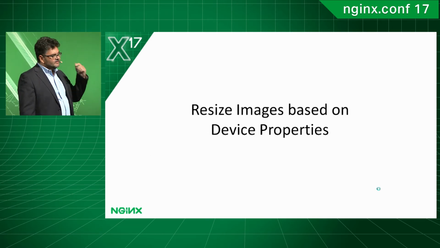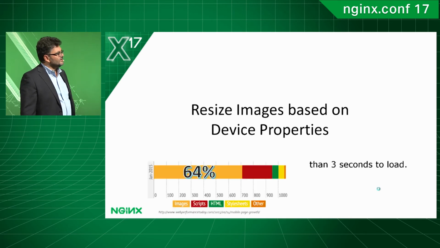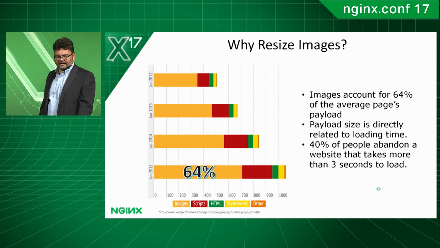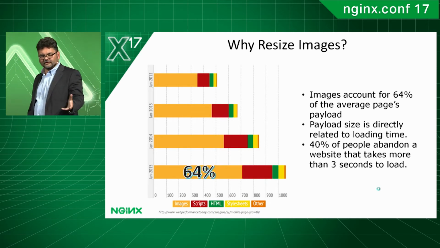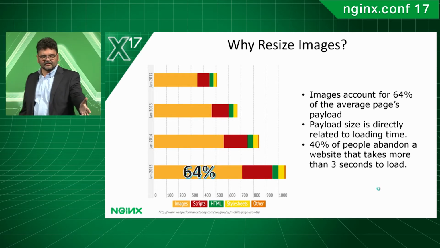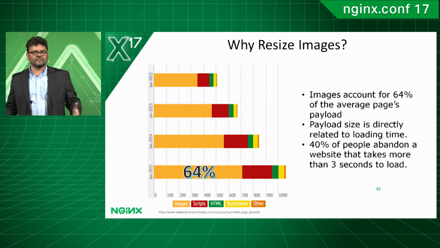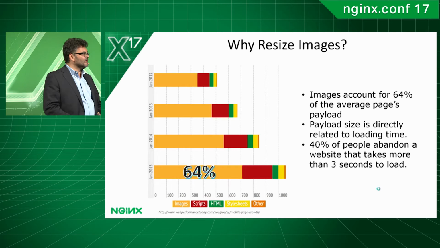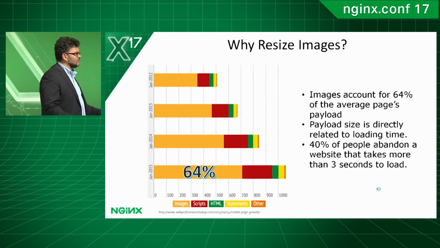Another important use case is image resizing. This is a bit of an old slide. I'm sorry I didn't get one which is newer, because it refers to a couple of years ago. And already a couple of years ago, your average web page was 1 megabyte. And that's a lot for a mobile device. If you look at the same data today, you are probably around 2 megabytes.